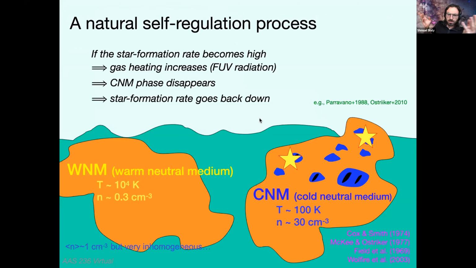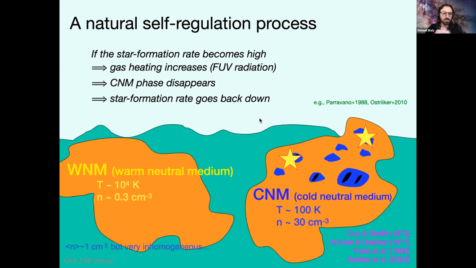Not only is it very interesting and curious on its own that you have these two phases that coexist, imagine 100 Kelvin and 10^4 Kelvin coexisting in the same interstellar medium, and that's a stable solution, as we'll see. But this also has a very important implication for the regulation of star formation, because it produces a very natural self-regulation process.